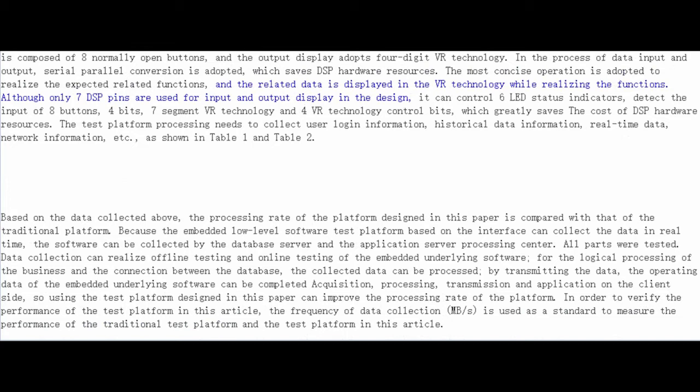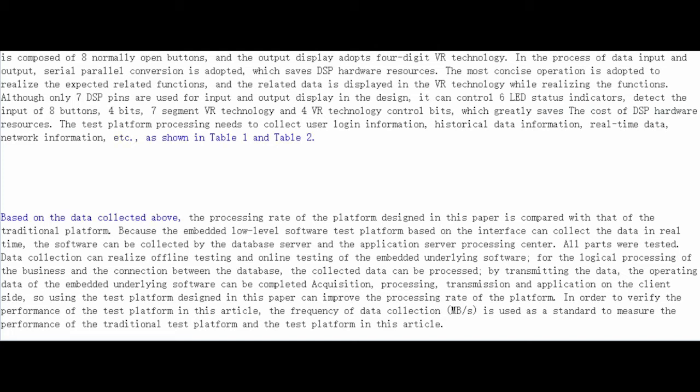Although only 7 DSP pins are used for input and output display in the design, it can control 6 LED status indicators, detect the input of 8 buttons, 4-bit 7-segment VR technology and 4 VR technology control bits, which greatly saves the cost of DSP hardware resources. The test platform processing needs to collect user login information, historical data information, real-time data, network information, etc., as shown in Table 1 and Table 2.